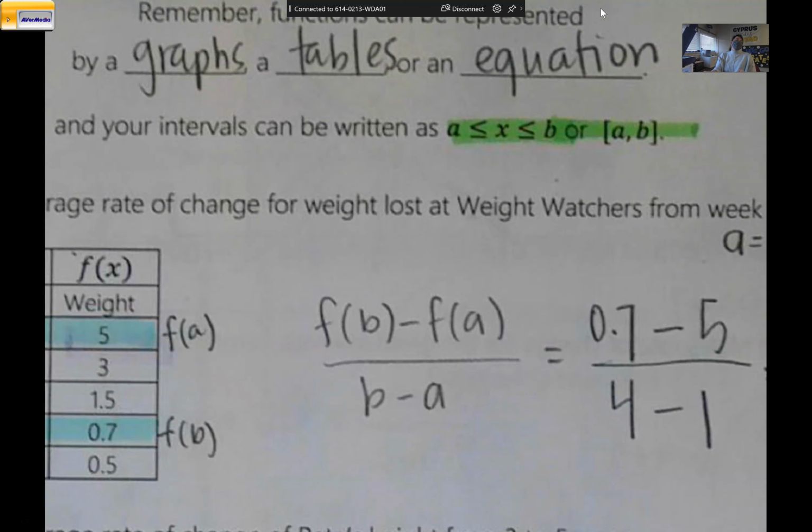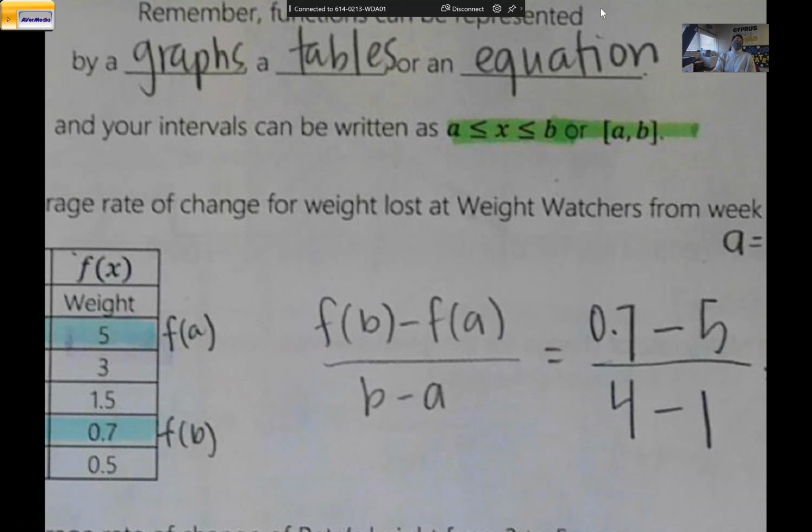Which means that if this is A and this is B, then the bottom is f of A and f of B. So at 3, the function is 37 inches. At 5, the function is 45 inches. And now all we have to do is plug it into this formula. So f of B would be 45. f of A is 37. Make sure that you minus.